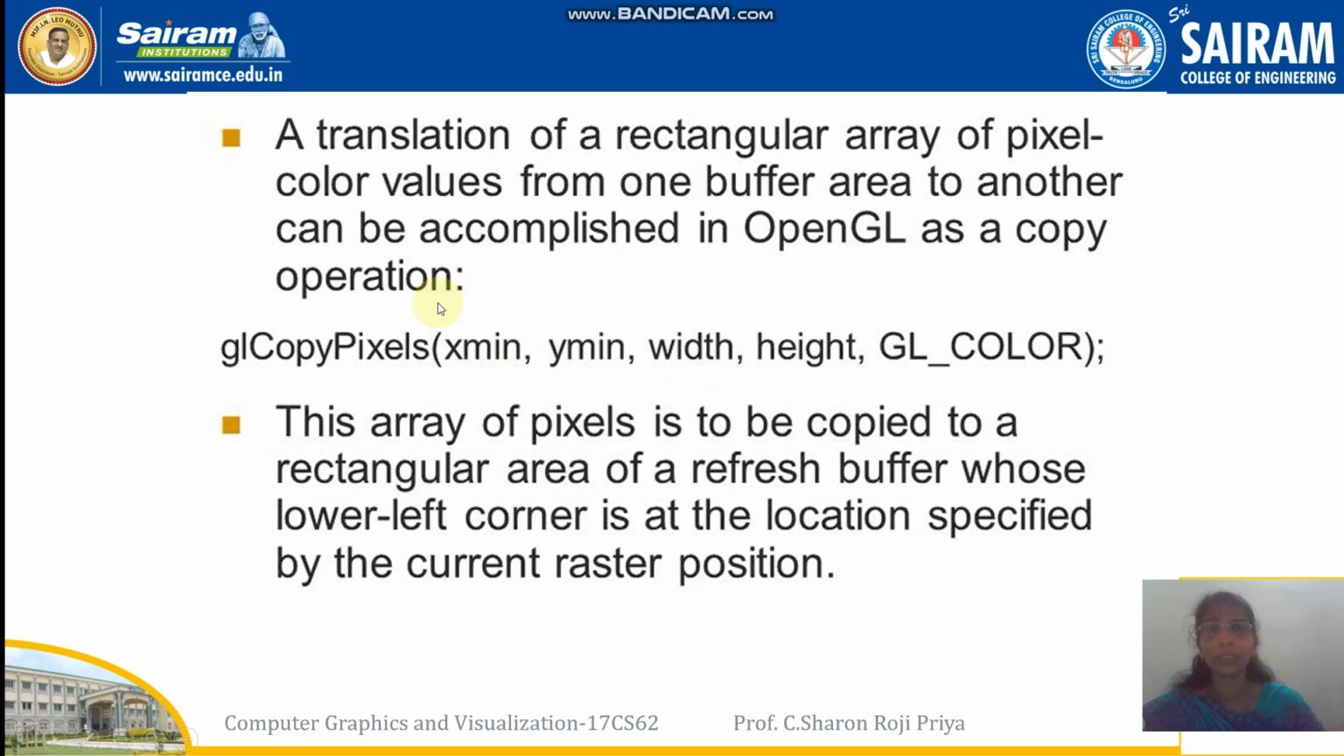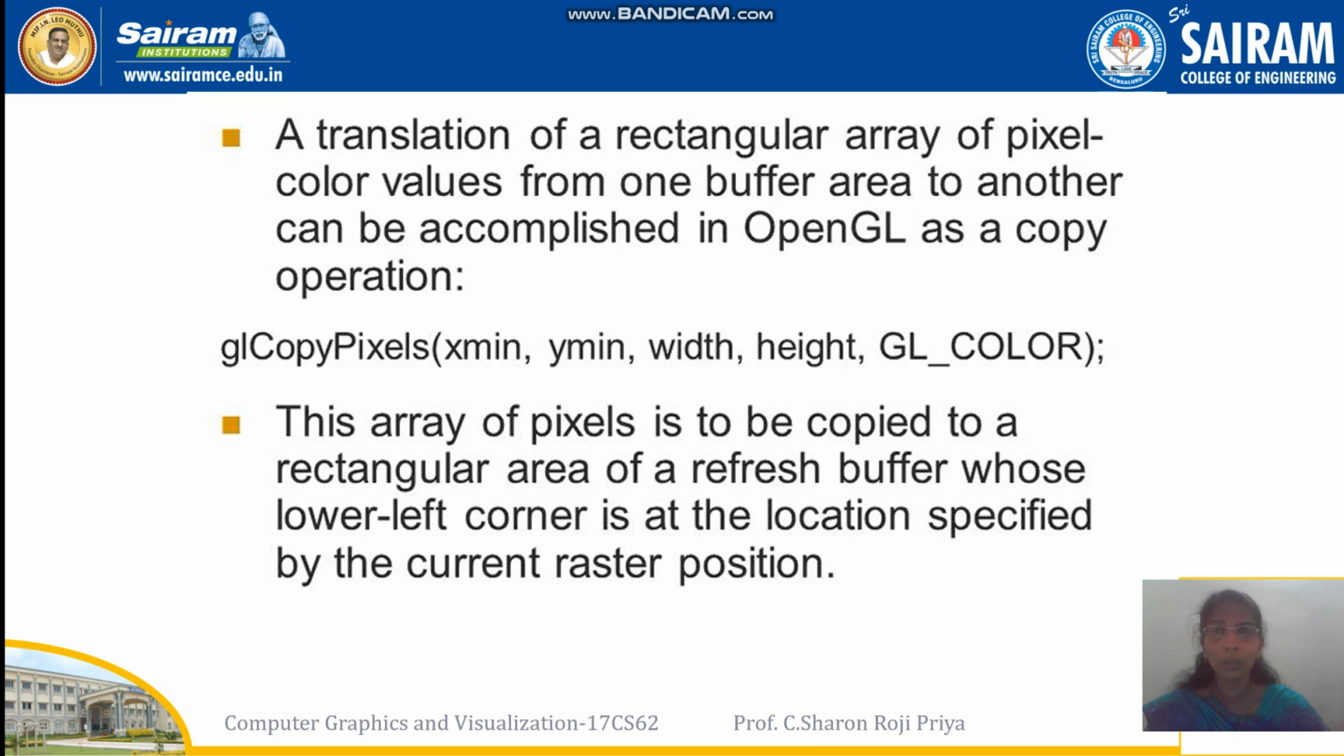The first four parameters determine the block I have to move. Among these, the first two are the lower left corner of my block, then the width of my block and the height of my block. And the fifth one is GL_COLOR, that is, I have to copy the color values. So using this glCopyPixels, I can copy a block of pixels from source to destination. Now I have achieved my translation transformation. Translation, you know, is displacement, moving from one place to another place. That transformation I can achieve using this raster function.